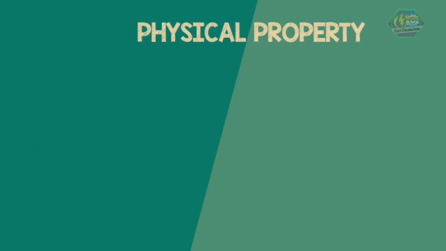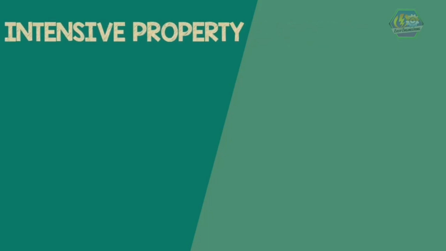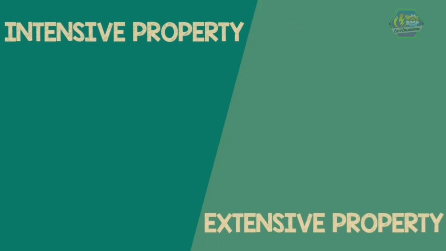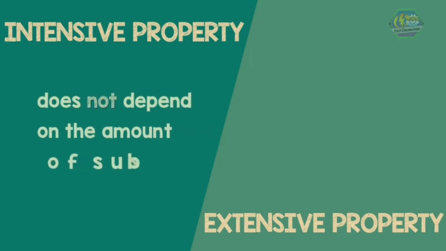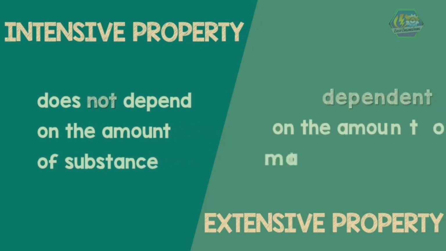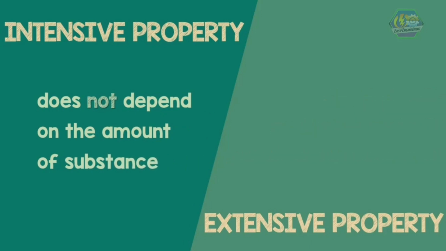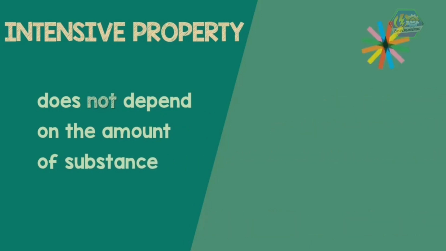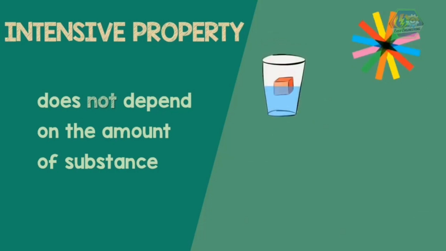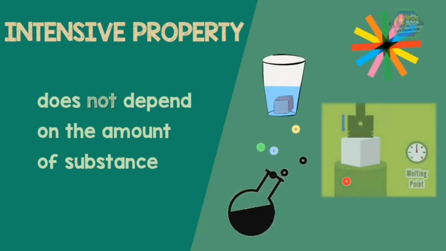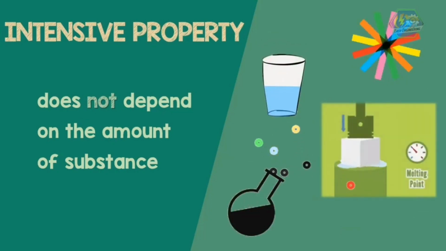Physical properties are divided into two smaller parts. These are intensive property and extensive property. An intensive property is a characteristic of matter that does not depend on the amount of the substance, while an extensive property is dependent on the amount of matter being measured. Intensive properties include color, density, boiling point, and melting point.